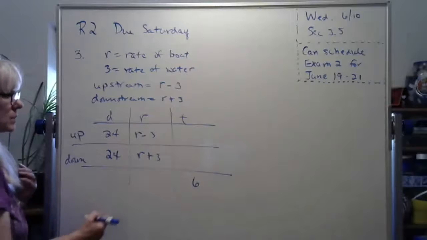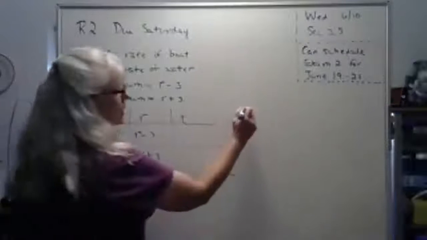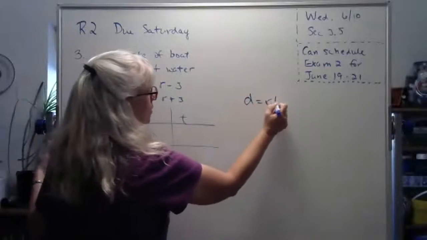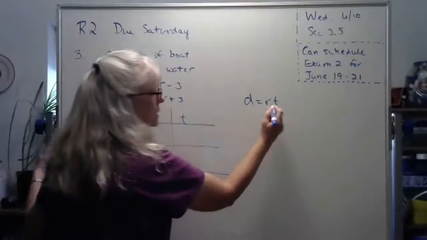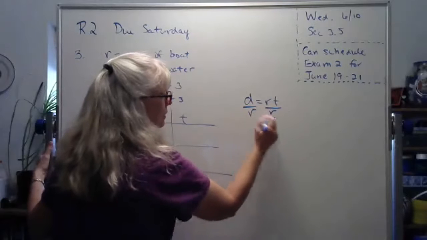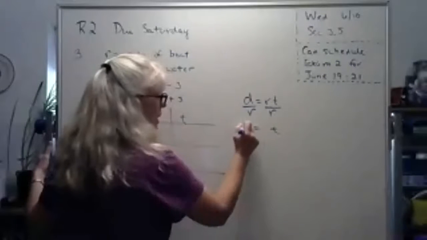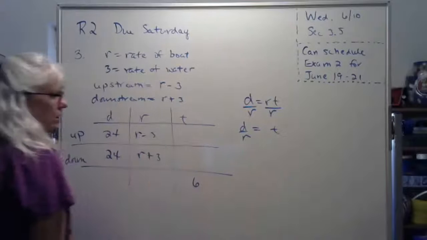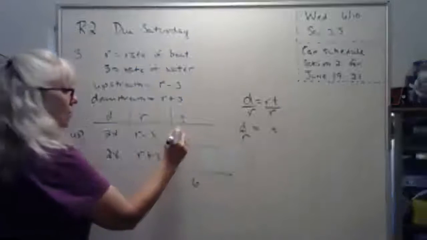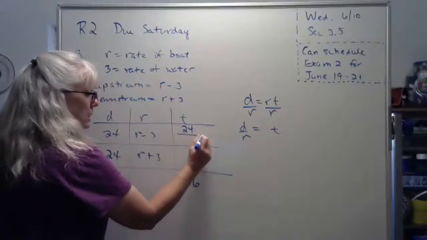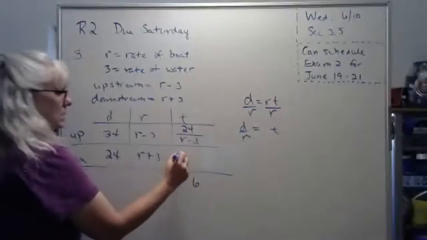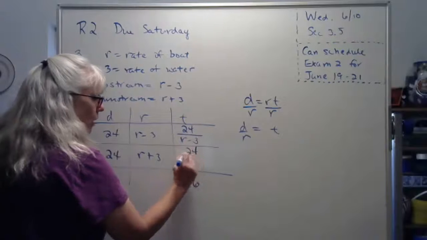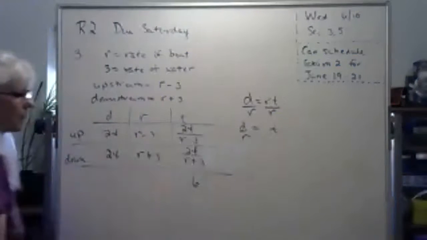So to solve this problem, what we have to recognize is we know that distance is rate multiplied by time. This is an unknown sitting over here. So I'm going to solve this little equation for time. So time is the distance divided by the rate. So in this spot, we're going to take our 24 miles and divide it by the rate of r minus 3. In this spot, we'll take our 24 and divide it by r plus 3.